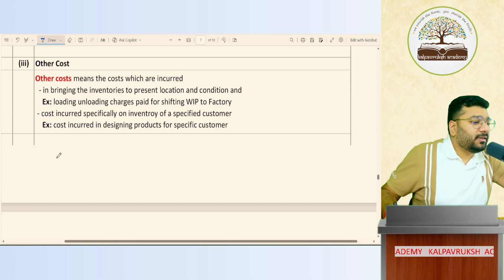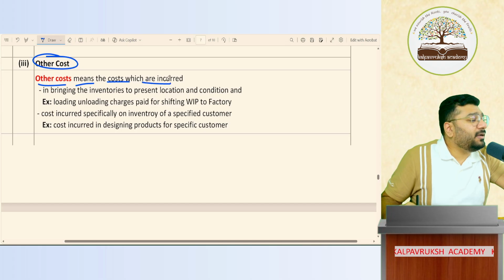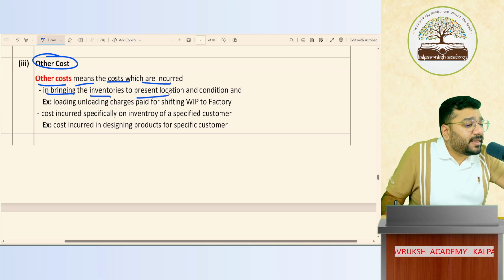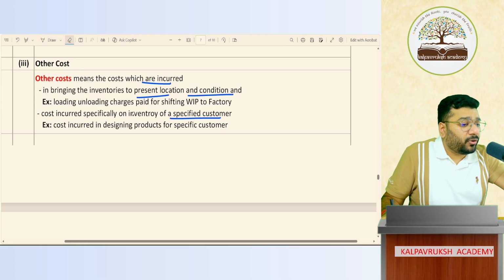Now, the last one is other cost. Other cost means costs which are incurred in bringing the inventories to present location and condition, or cost incurred specifically on inventory of a specified customer. Now listen, this is very important.